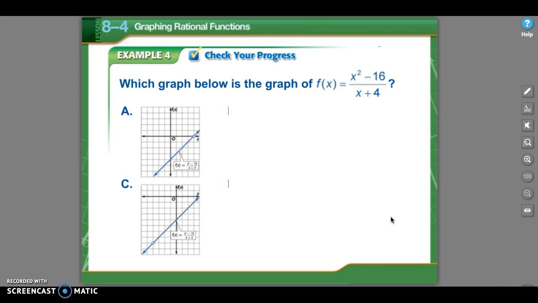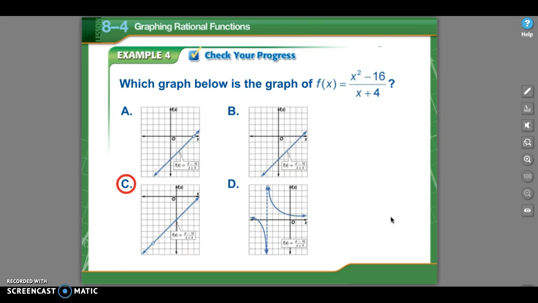All right, our answer for check your progress number 4 is graph C. When you factor this numerator, you should simplify down to just the equation x minus 4, and you would have a hole, a discontinuity point at the number -4. X cannot equal -4. So notice here we are at -4. This number right here is 1, 2, 3, 4 to the left.